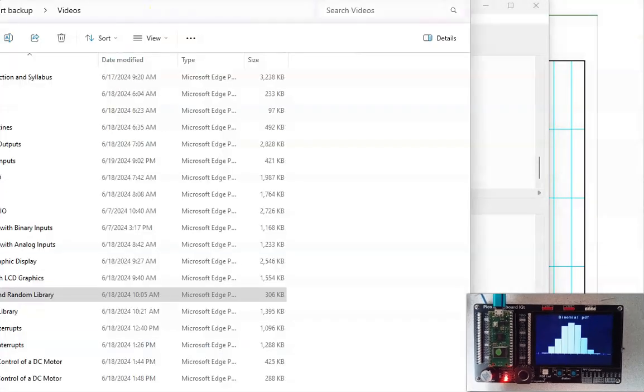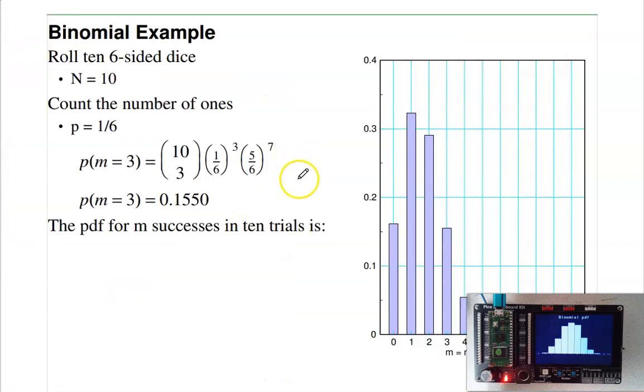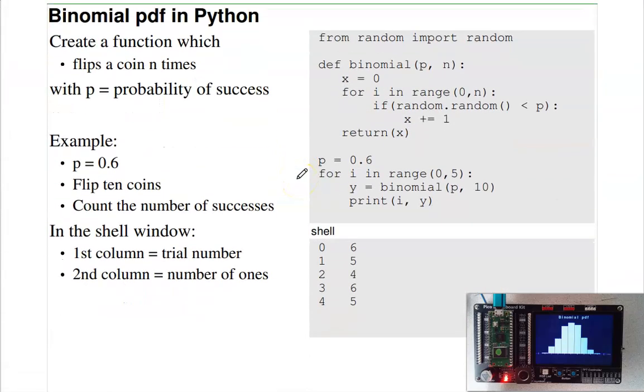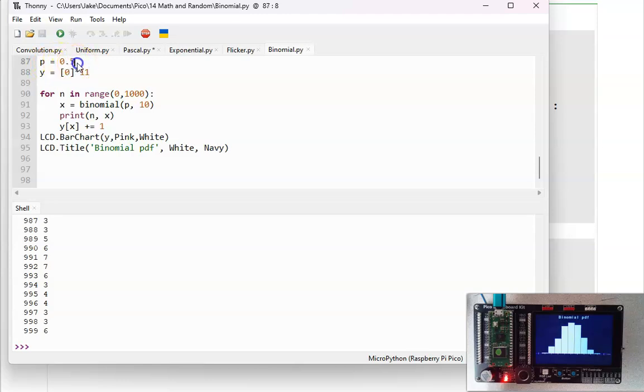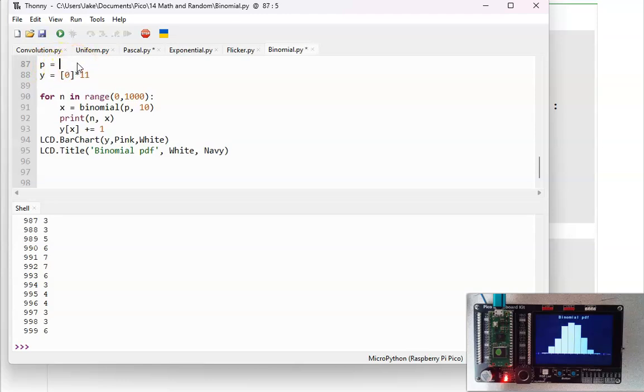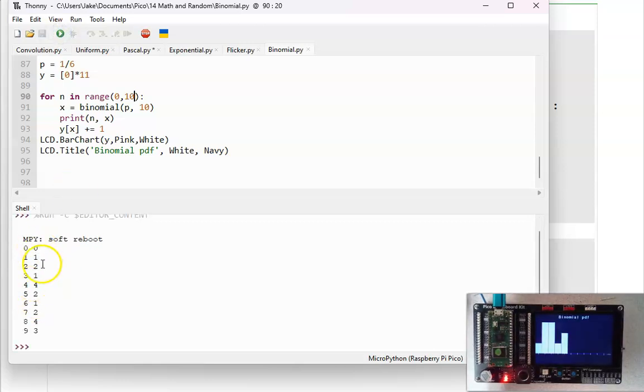So that is the binomial distribution. In Python, like I said, you just do a Bernoulli trial n times. And I can try other things. This is for a coin toss, probability of heads 0.5. Suppose we use 1/6: roll a 6-sided die 10 times and count the number of ones. If I just do that 10 times, here's the number of successes I got in 10 rolls in the bar chart. Repeat 1,000 times.